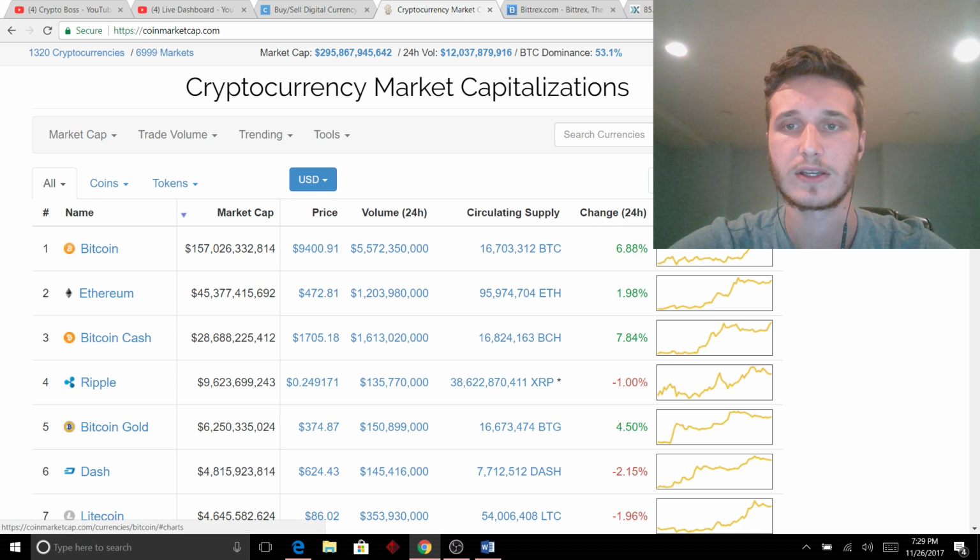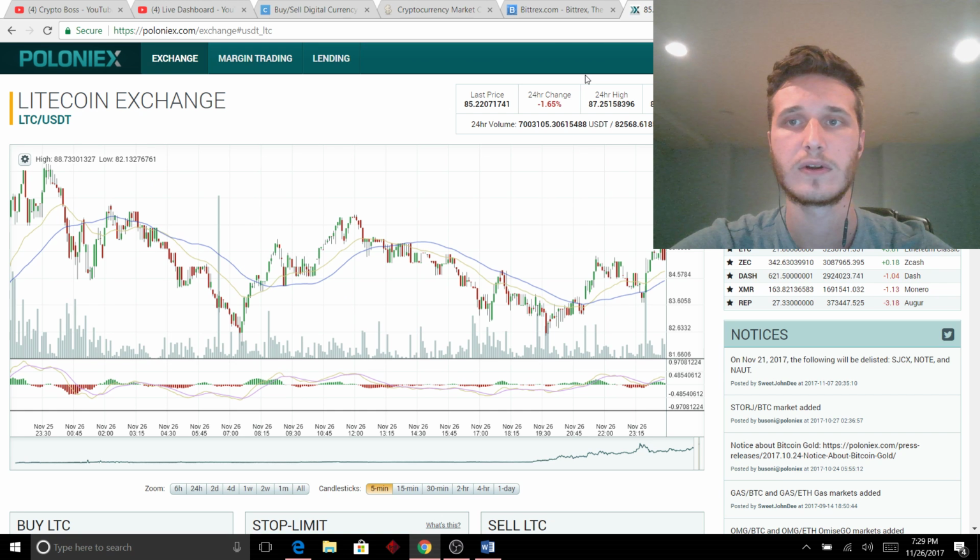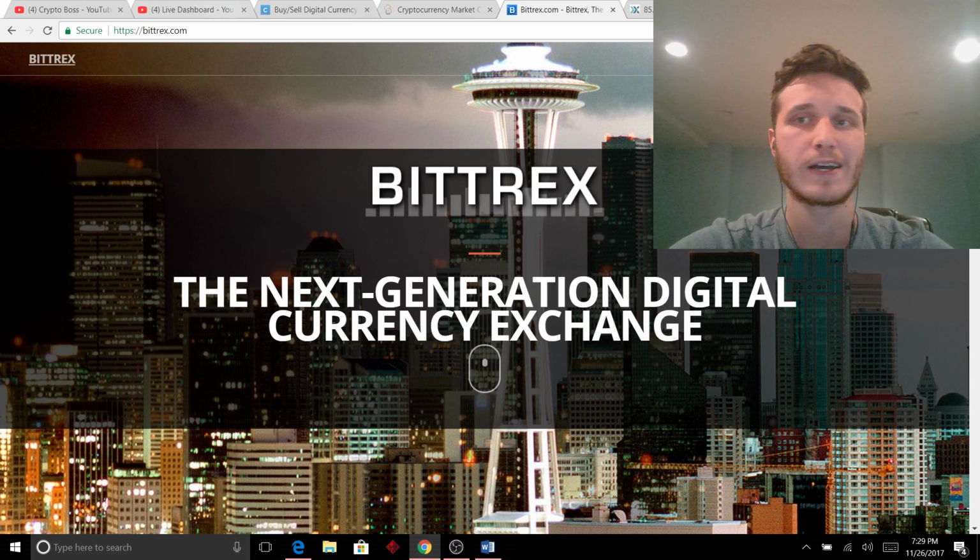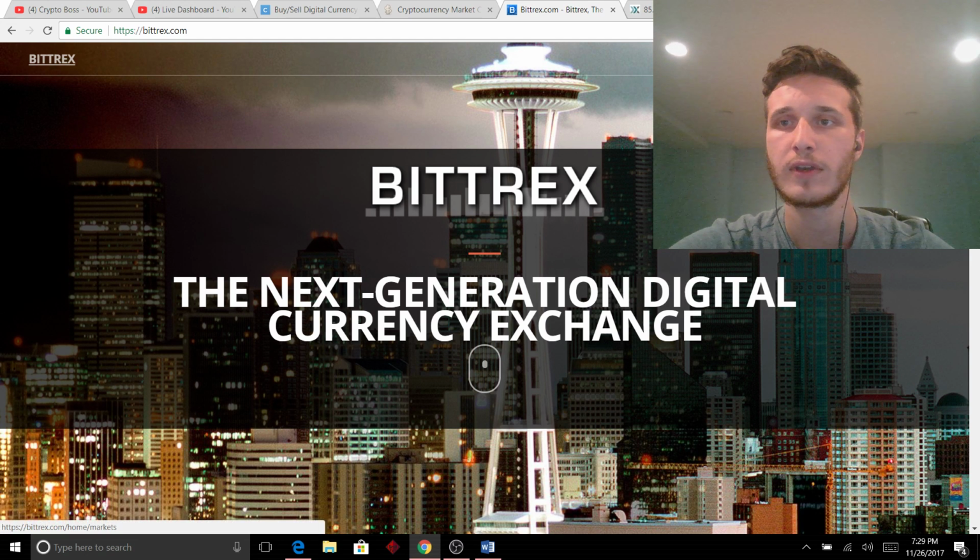And then this is the graph of 7 days for each coin. But if you want to look at a longer graph, you can go to Poloniex or Bittrex. You go to markets.